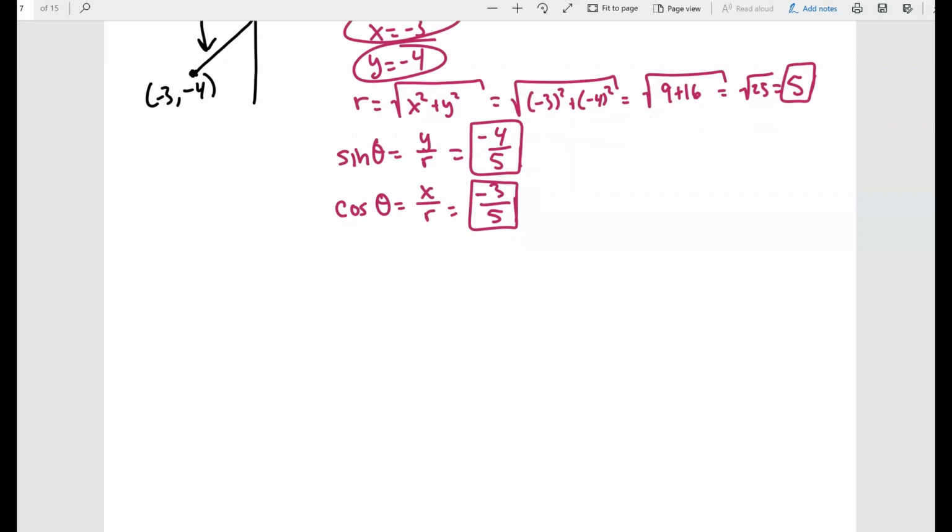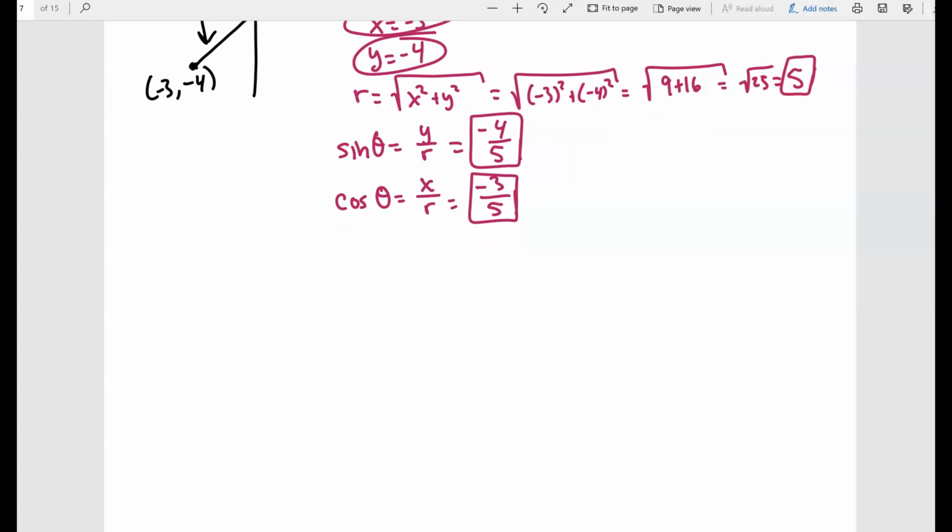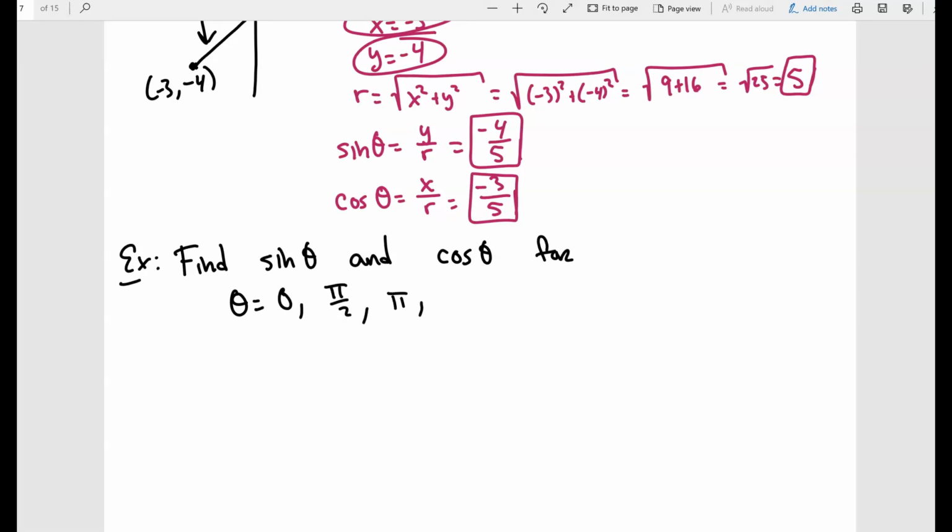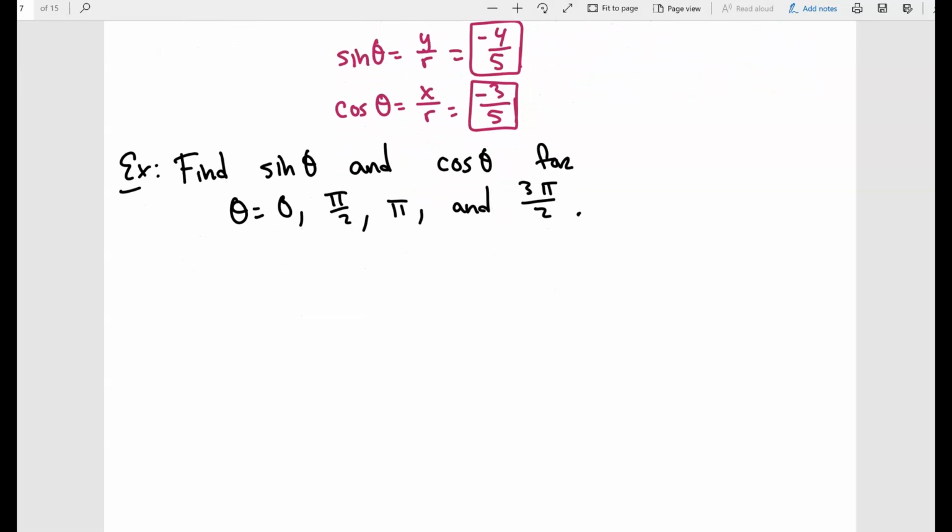Okay, so let's do this one. Okay, so find the sine of theta and cosine of theta for theta equals 0, pi over 2, pi, and 3 pi over 2. Okay, so let's figure out what that is going to be. Okay, so first of all, let's try to figure out where 0, pi over 2, pi, and 3 pi over 2 is. Okay, well, let's first start off with 0.